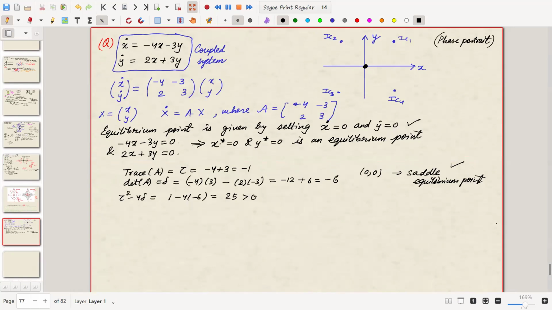Just use your intuition and mind. How do you do it? Can you answer me? Can you find the eigenvectors for this matrix? Can you find the eigenvalues lambda 1 and lambda 2 for this matrix? Anyone can tell me? What is the eigenvalue?